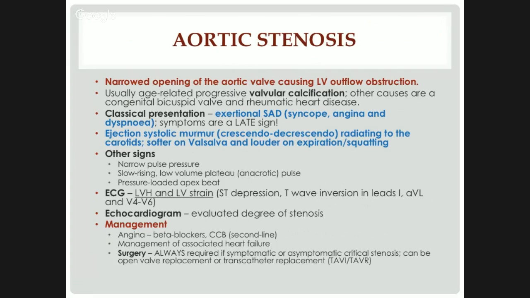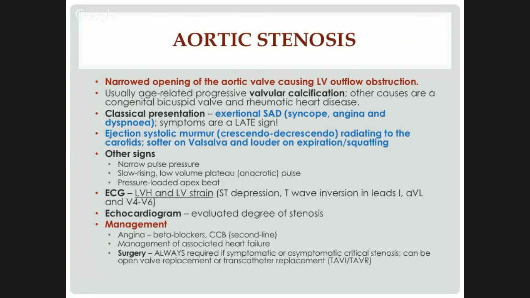So let's talk about each of the valvular pathologies. I've only made notes on about 4 or 5 of the ones you should know. Don't worry about pulmonary stenosis and pulmonary regurgitation. The ones I've put on here are the ones Monash definitely expects you to know because they're common. So, aortic stenosis: a narrowing of the aortic valve.